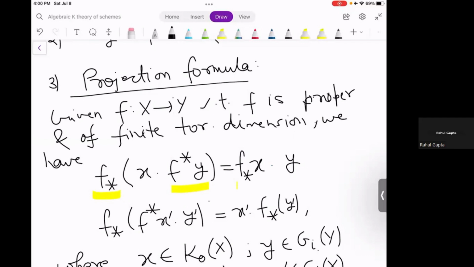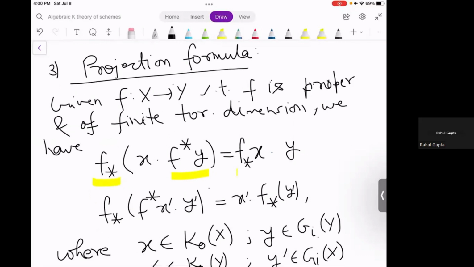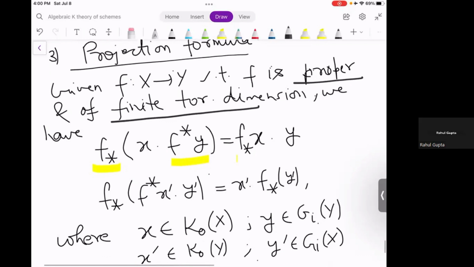So let us read this now in linear way. What we are saying is that given a morphism F which is proper and of finite dimension, if I take X from K naught and Y from GI of Y, I can always pull back this Y now to X, GI of X, and then I will just prove in a minute that K naught of X acts on GI. So then I have this product structure.